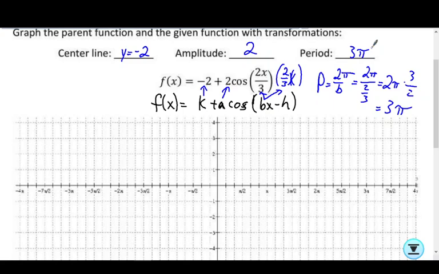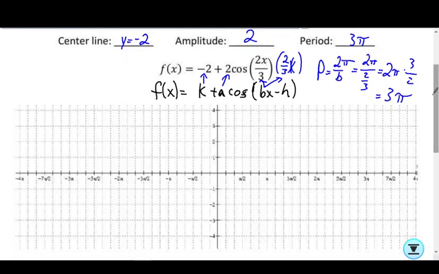And again, we don't have a horizontal shift. We do have a horizontal stretch, but not a horizontal shift. So let's start by drawing the parent function for cosine. These are the 5 key points. They're the quadrantiles where the unit circle hits the x and y axis.